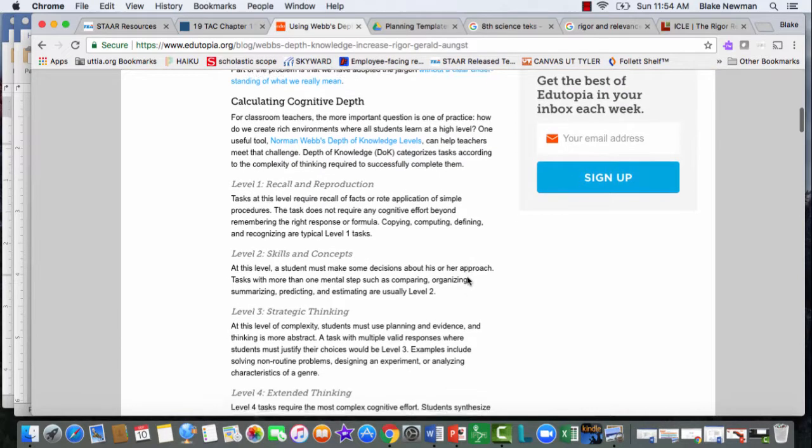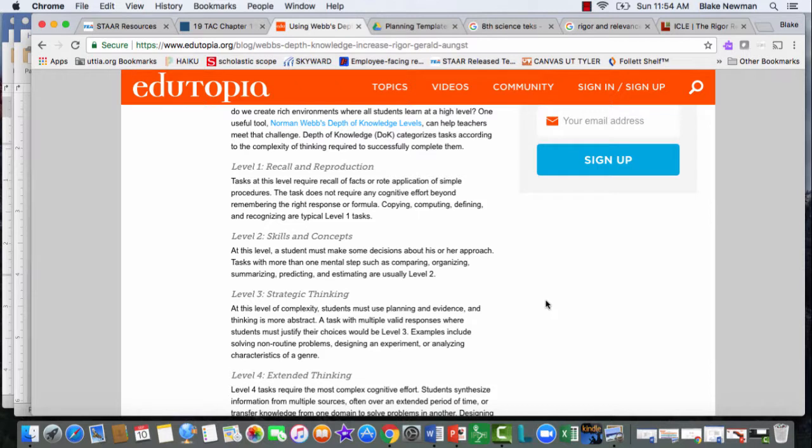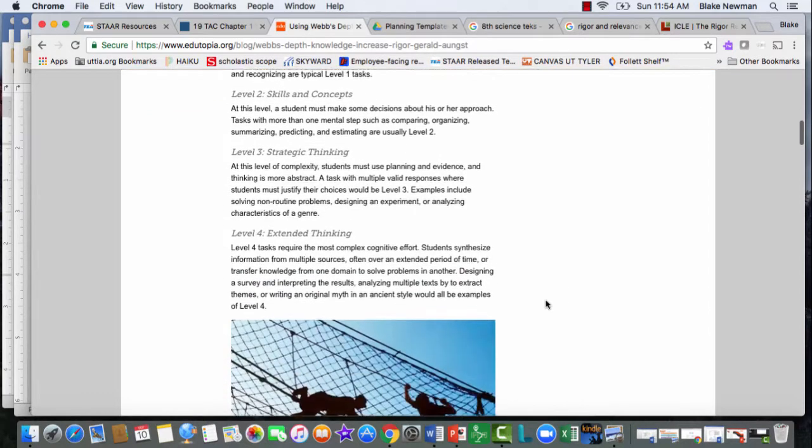So, level 2, skills and concepts. At this level, a student must make some decisions about his or her approach. Tasks with more than one mental step, such as comparing, organizing, summarizing, predicting, and estimating, are usually level 2.